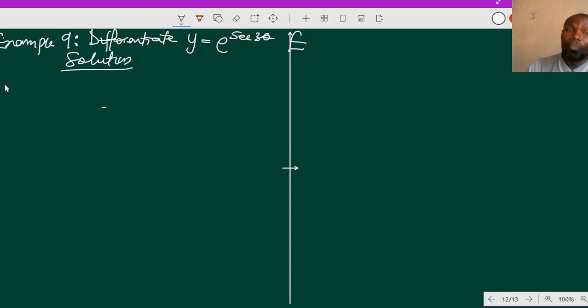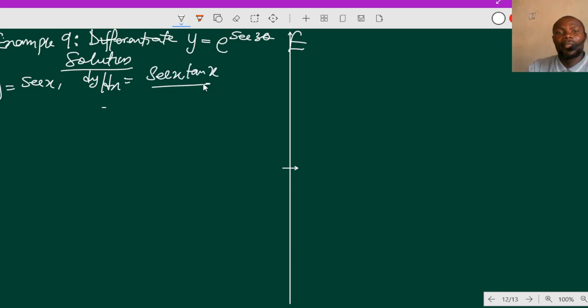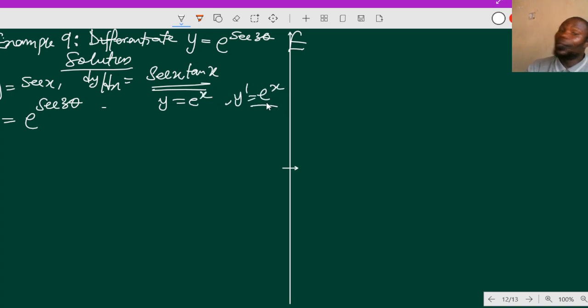The first thing I want you to know is that the derivative of, for example, y equals sec x, if you differentiate y with respect to x, will give you sec x tan x. Try to note this. Now we want to apply our formula. Let's say y is equal to e raised to power sec 3 theta. And you know that if y is equal to e raised to power x, then y prime is e raised to power x. It's the same thing.